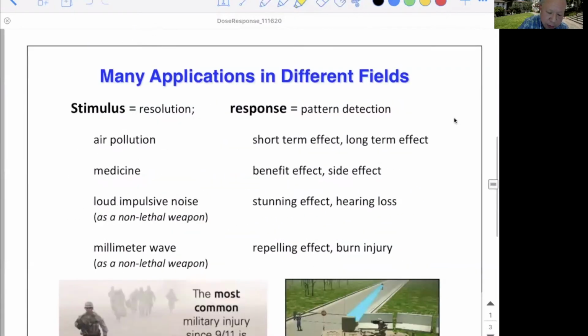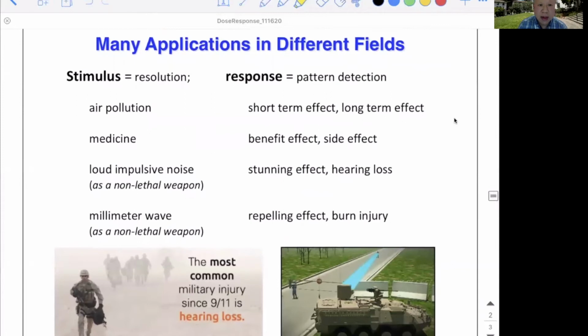Let's look at a few of them. In a classical psychological experiment, a person is asked to identify a pattern from a picture shown with different levels of resolution. In many applications, the stimulus has many different types of responses and sometimes contradicting effects.